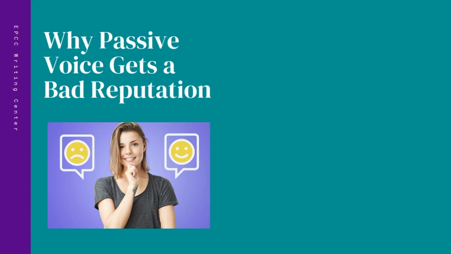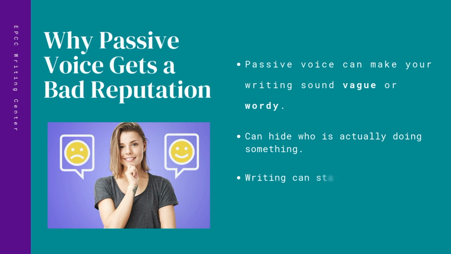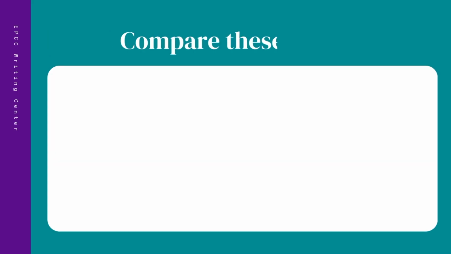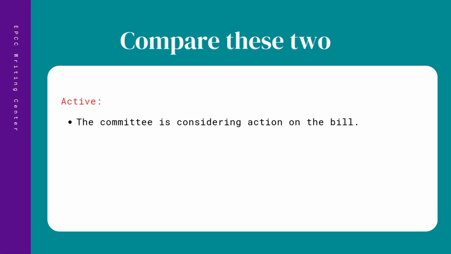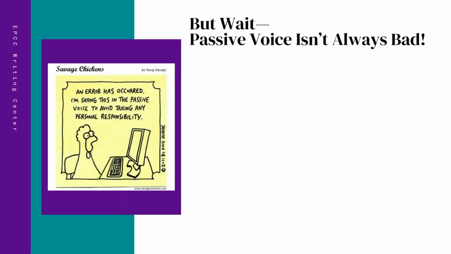Why passive voice gets a bad reputation? So, you might be thinking, if passive voice still gets the point across, what's the big deal? Well, here's the thing. Passive voice can make your writing sound vague or wordy. It can hide who is actually doing something. And if you use it too often, your writing can start to feel dull or indirect. Compare these two. Active: the committee is considering action on the bill. Passive: action on the bill is being considered by the committee. Which one sounds clearer and more direct? The active one, right?